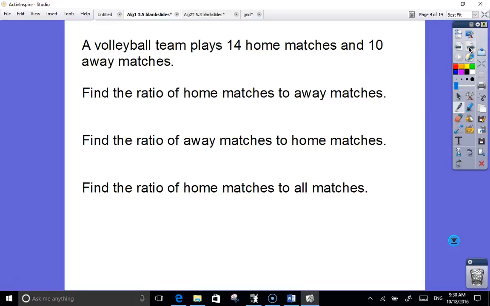So here, these are just basic examples of ratios. A volleyball team plays 14 home matches and 10 away matches. Find the ratio of home matches to away matches. Again, we can just use a fraction. What is the ratio of home to away? It's 14 over 10. But here's the thing. You have to simplify. 14 over 10 would not be the 100% best answer. What's a simpler version of that fraction? You could divide a 2 out.